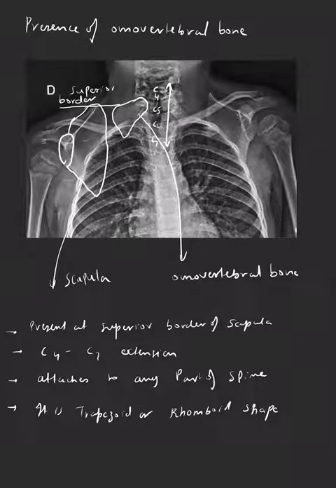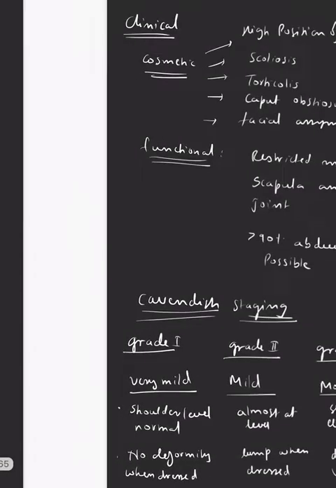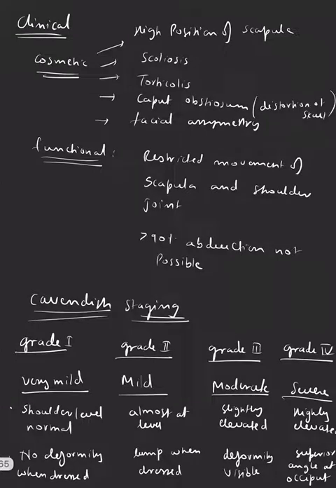So this is the omovertebral bone. Usually it is not present in normal people, but in these conditions omovertebral bone can be seen. So the presence of an omovertebral bone will surely tell me that this condition might be a Sprengel scapula or Sprengel shoulder. Okay, I hope it is very clear till now.